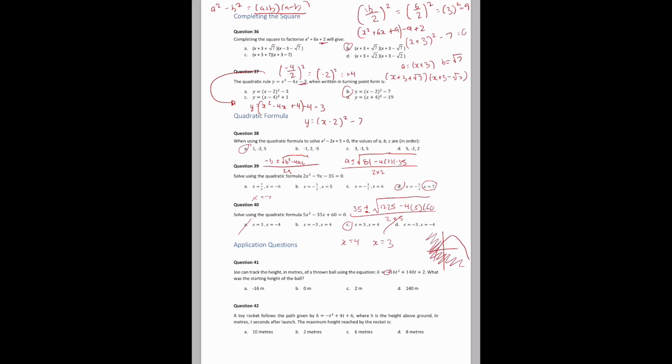The question wants you to find what is the starting height. So essentially, it's asking you for what the y-intercept is. And in this case, because it's in the standard form, 2 is going to be what your y-intercept is. So hence C is going to be the correct answer.